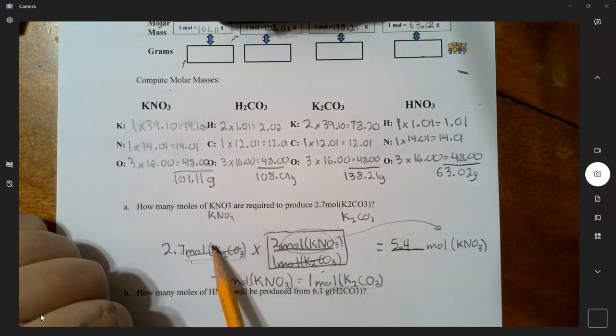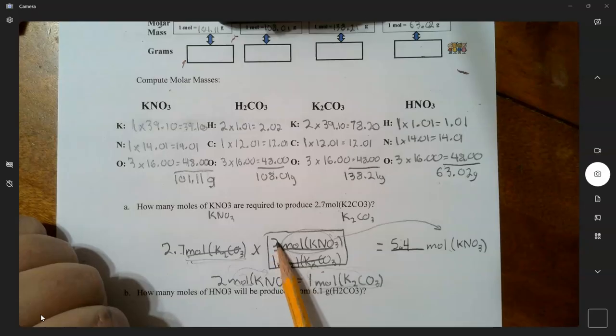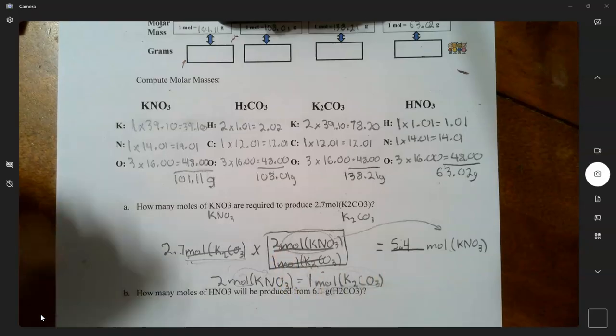Okay, you have moles of K2CO3 here. That means you have to have moles of K2CO3 on the bottom here. So you're going to put that one on the bottom, put this one on the top, cancel. Last man standing is moles of KNO3. So it's 2.7 times 2 equals 5.4, and that's your final answer.